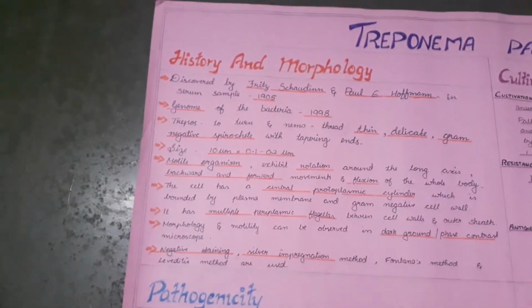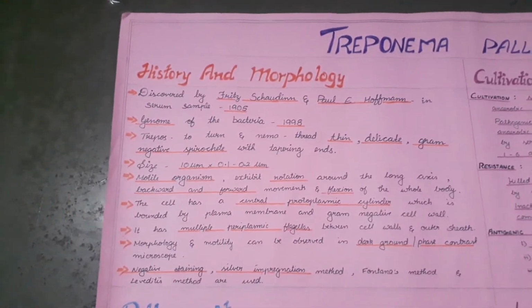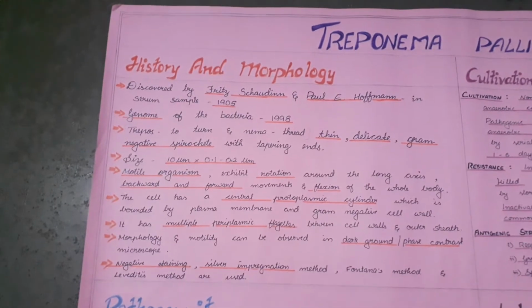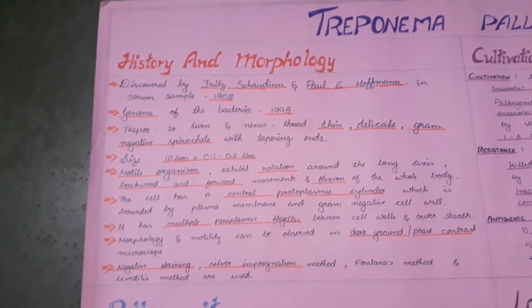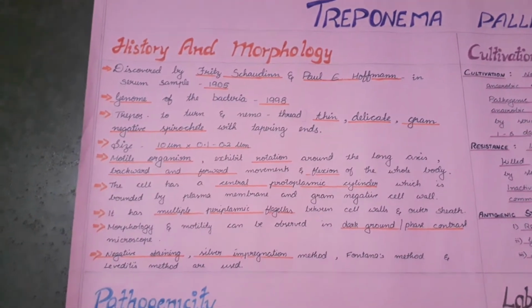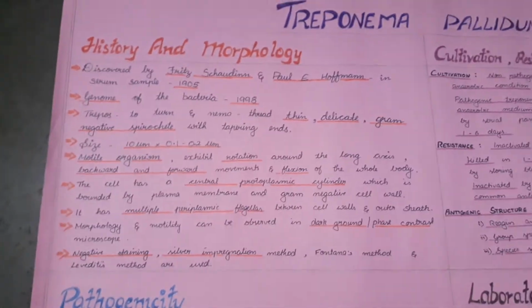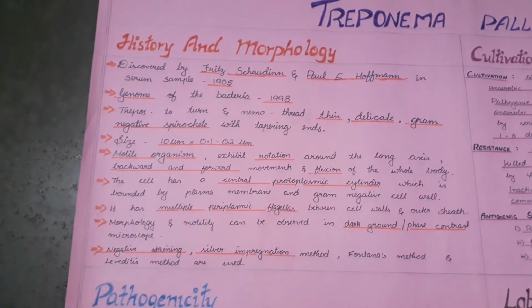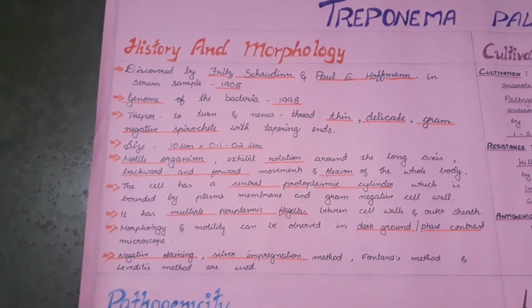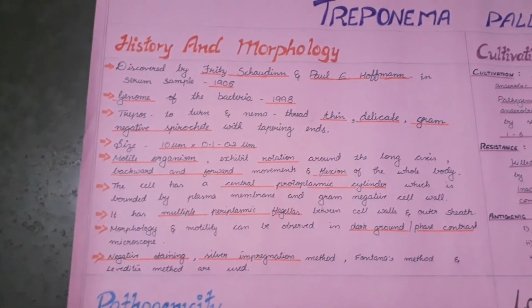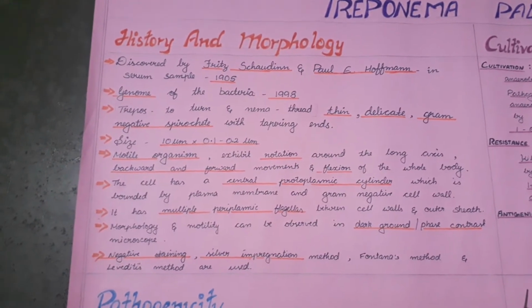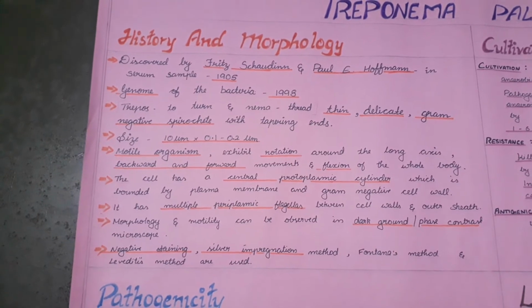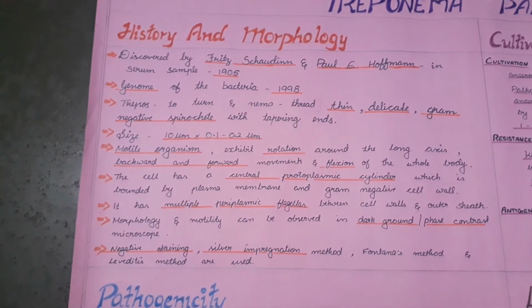First of all, coming to the history and morphology. It was discovered by Fritz Schaudinn and Paul E. Hoffmann in the year 1905. It was discovered in the serum sample. The genome of the bacterium was discovered in the year 1998. The word Treponema was coined from two words, tripos and nema. Tripos meaning to turn and nema meaning thread.